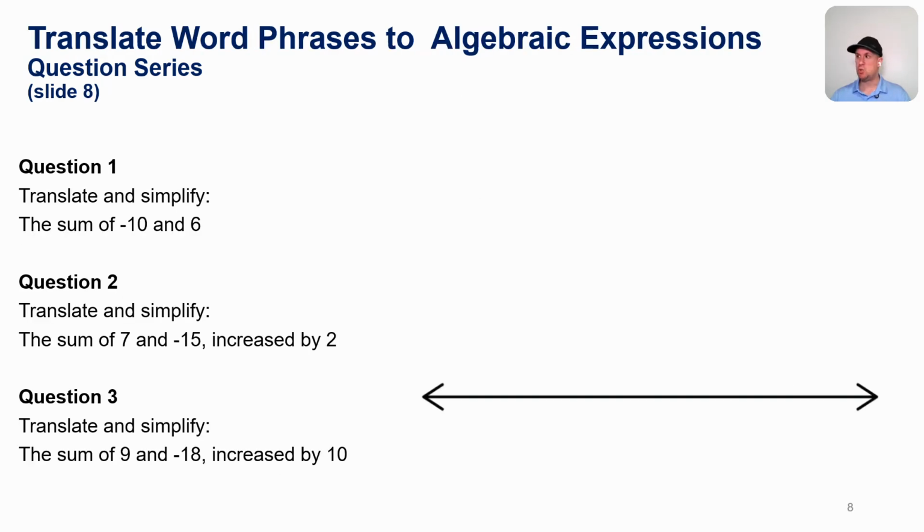In the chapter reading, you will also come across problems that ask you to translate word phrases to algebraic expressions and then simplify those expressions. So starting with question 1, we have translate and simplify the sum of -10 and 6. So the sum is another word for add. So we are going to, in other words, add -10 plus the number 6. So this is the expression from this word phrase, -10 plus 6.